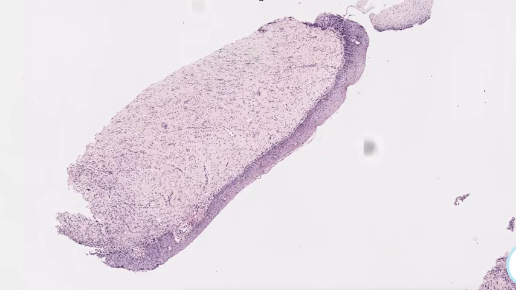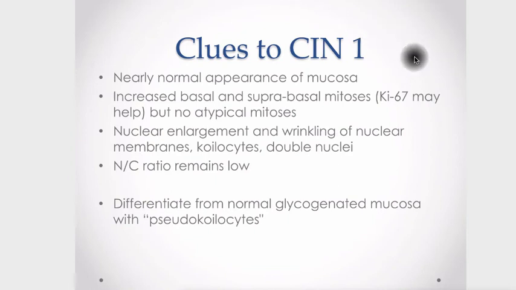Let's go on then and look at the other extreme. Let's talk about CIN1. Well, so with CIN1, this looks nearly normal. We do have some increased basal and suprabasilar mitotic figures, but we don't see any atypical mitotic figures. Seeing an atypical mitotic figure with a subtly increased suprabasal proliferation should move us to think more towards a higher grade of dysplasia and a higher risk HPV type.